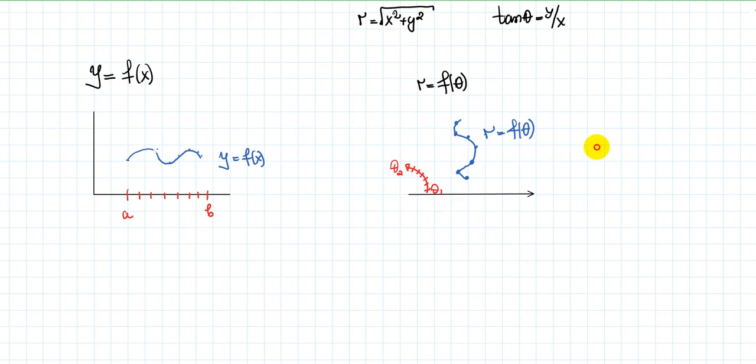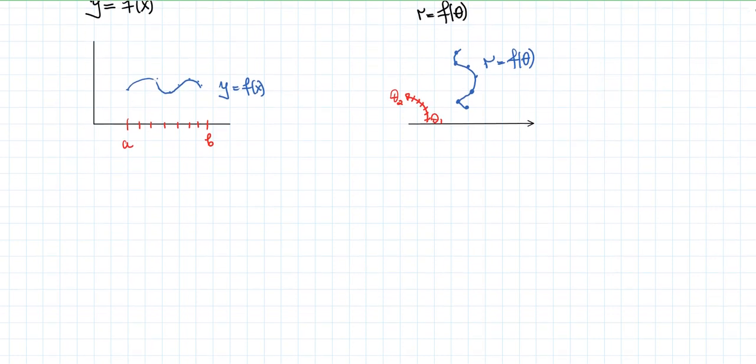So we defined a couple of examples of polar curves. One of the examples was the cardioid. Do you remember this?